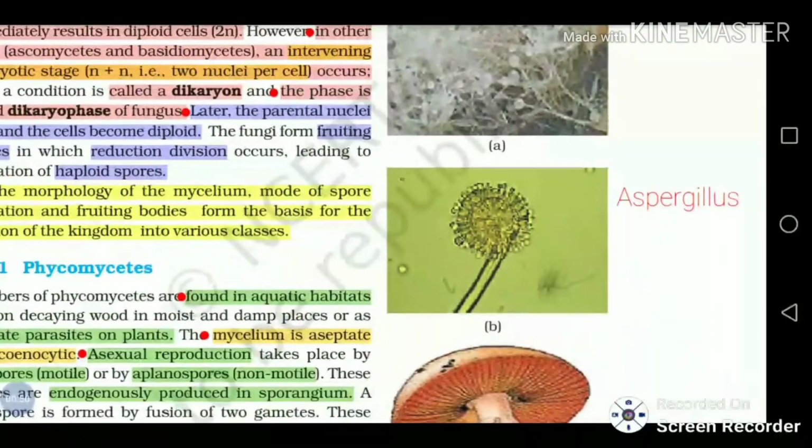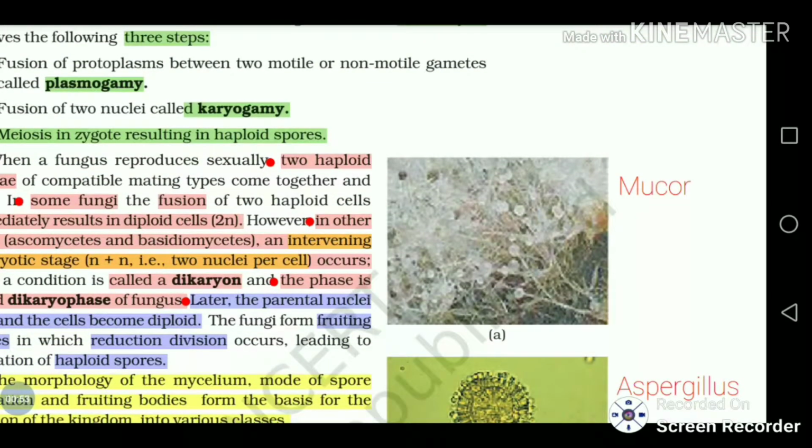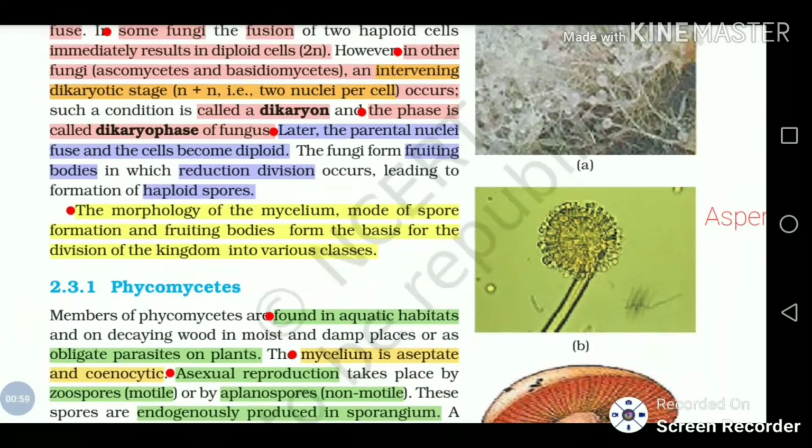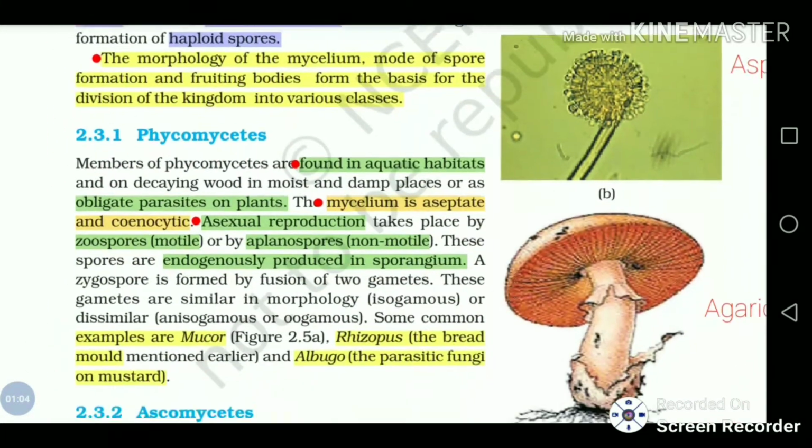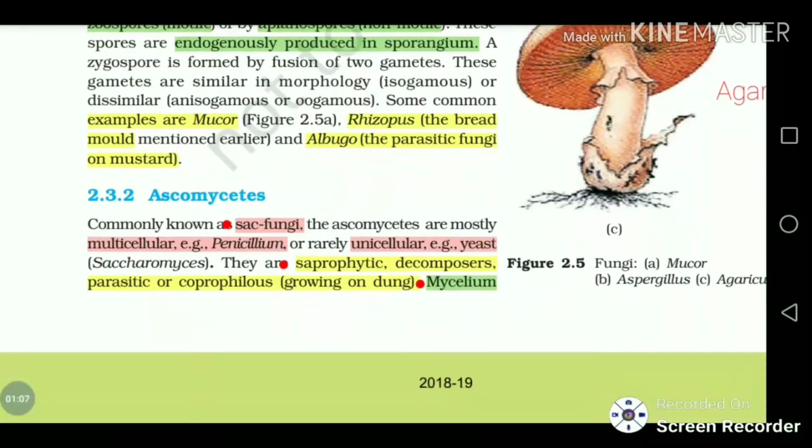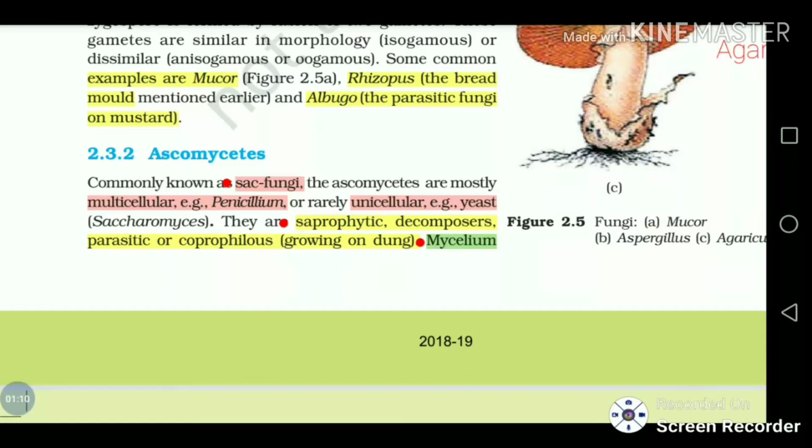And the picture of Mucor is given in your text, and it's better if you write with a red pen on the side of the picture the names, so that while learning you automatically get used to it. So the second class is the Ascomycetes, and these are called sac fungi, and a multicellular example is Penicillium, and unicellular, which is an exception, is the yeast Saccharomyces. Then the mode of nutrition may be saprophytic, that is decomposers, or as parasites, or coprophilous, that is growing on dung of cattle.